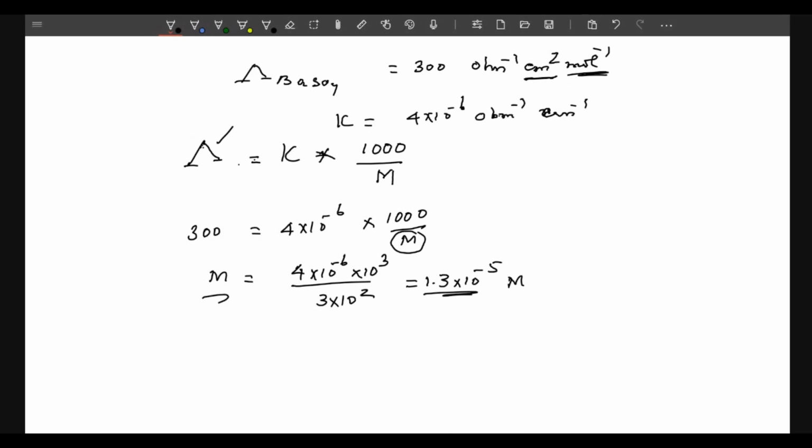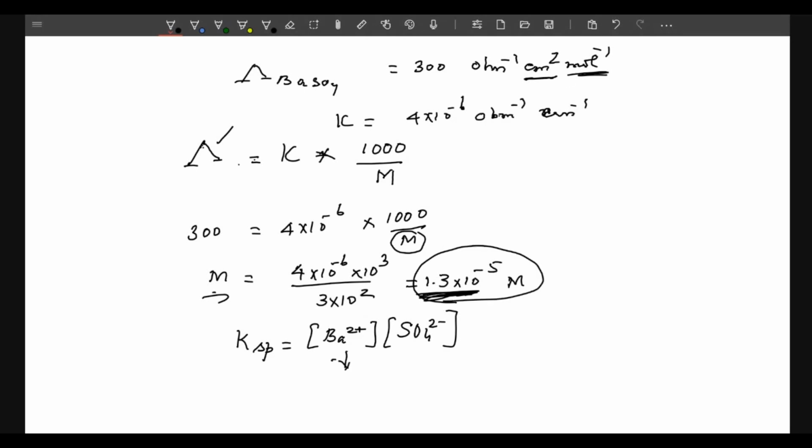It's a given barium sulfate ion. Therefore, you can directly write the solubility product equation: the concentration of the barium ion into the concentration of the sulfate ion. Being an electrolyte of low concentration, the substance barium sulfate is completely ionized. Therefore, you know the concentration of barium ion, and you know the concentration of sulfate ion. Already we have calculated. Now what is the value? Anybody?